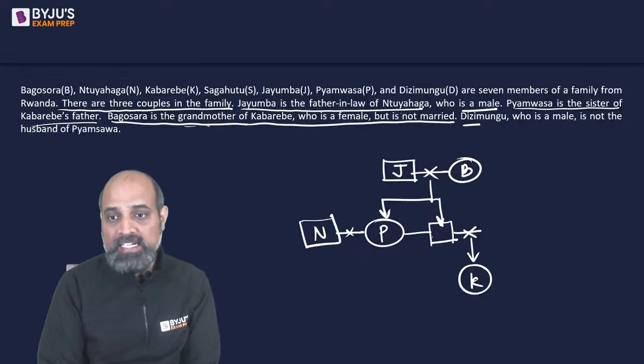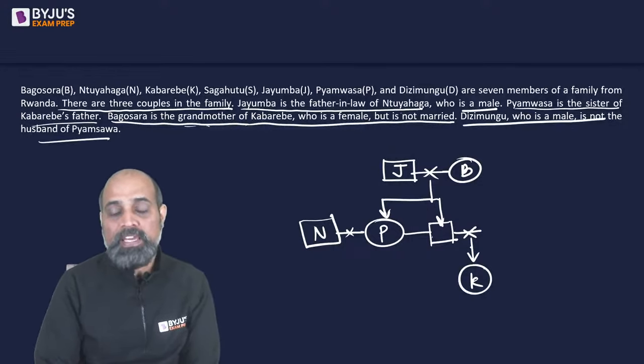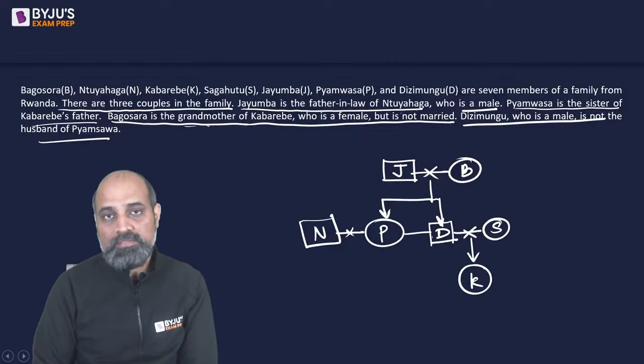Next, we know that D is not the husband of P. D is a male. So D agar male hai, to yahi ek bacha hai. And there is only one person left who is S.